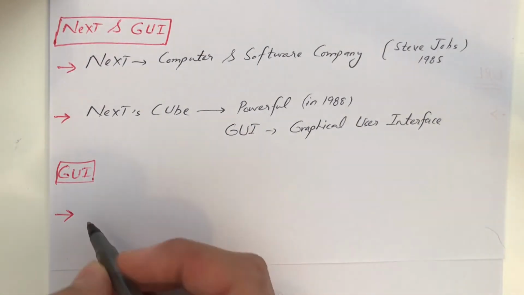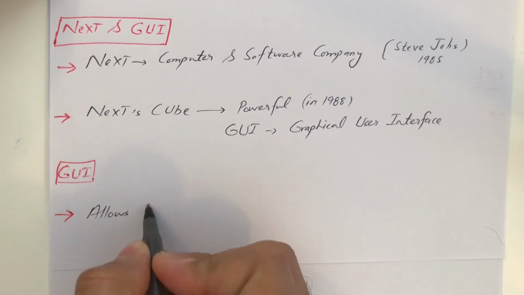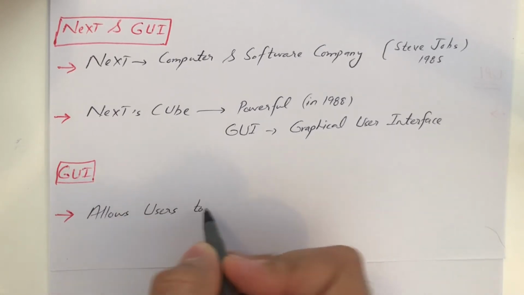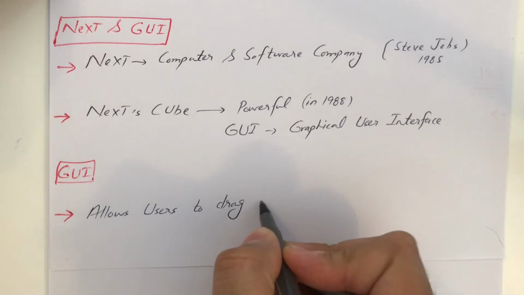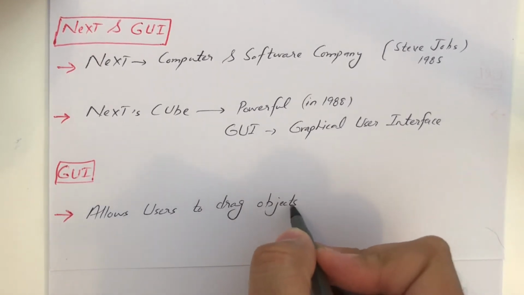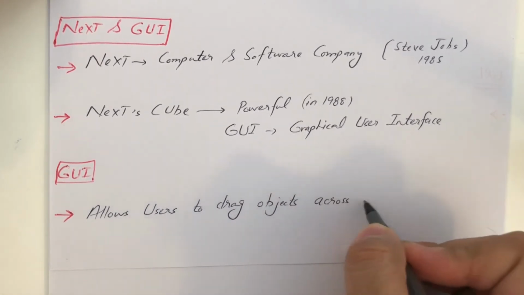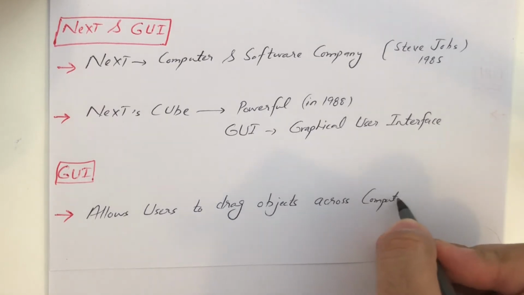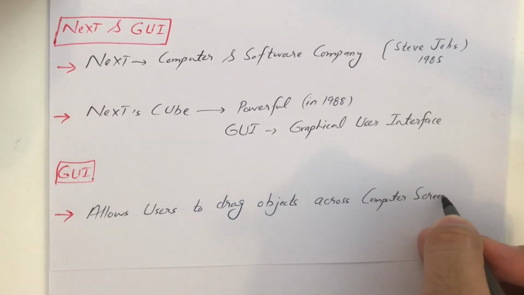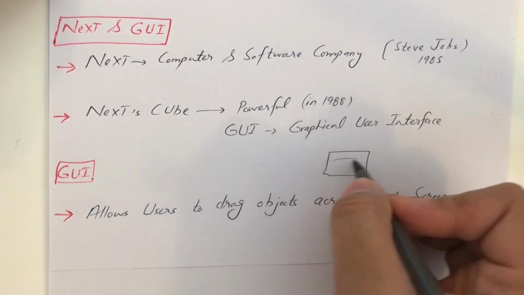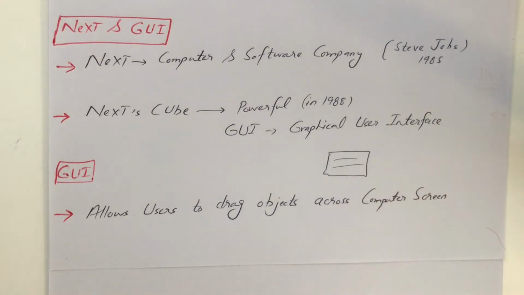GUI allows users to drag objects across the computer screen. So with the GUI, you can visualize the resources on your monitor and all that stuff. Before the GUI, there was no visualization of your hard drive. It's like a command line kind of interface, CLI, where if you want to watch a video, you need to write a command, something like that.